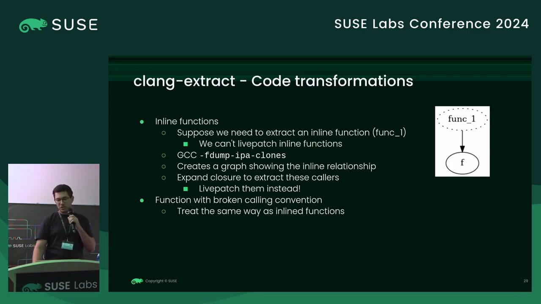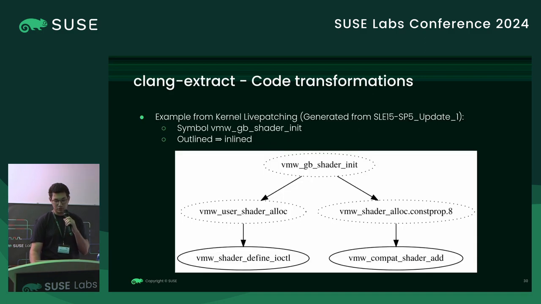When we need to live patch an inline function, then we need to live patch its caller, and then the tool will just copy the symbol that was inlined. And if the function was optimized away, we also include it because we need that for the closure.